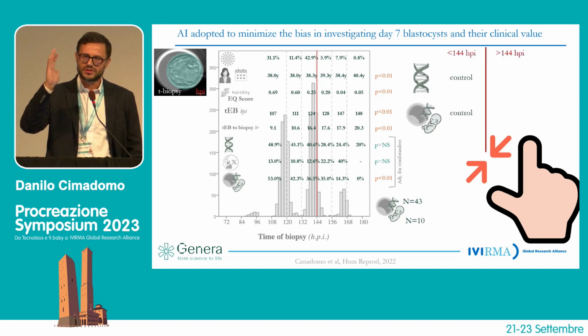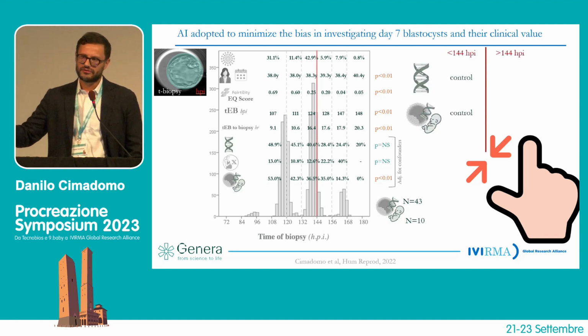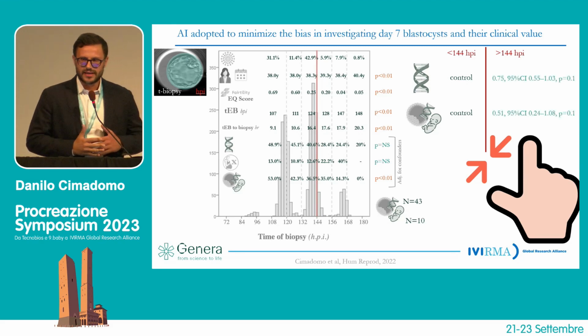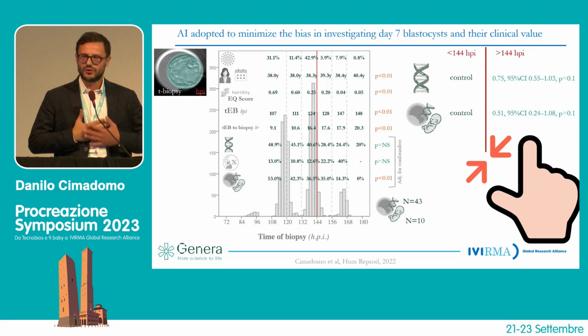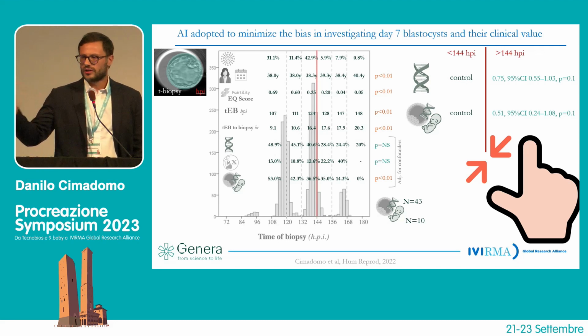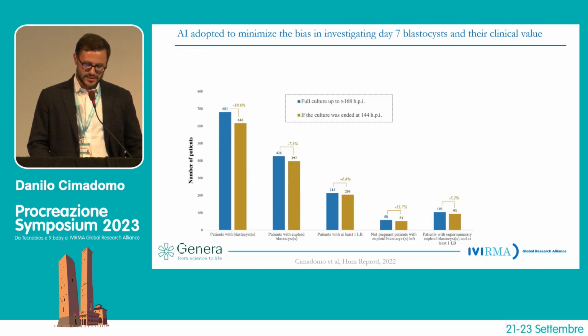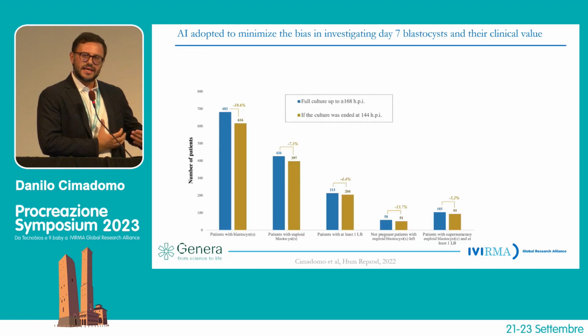If you compare just embryos that are developing before or after 144 hours post-insemination, you'll see that there is no association anymore. So in my view, if you're going to day 6, going to day 7 is not really affecting your results that much.